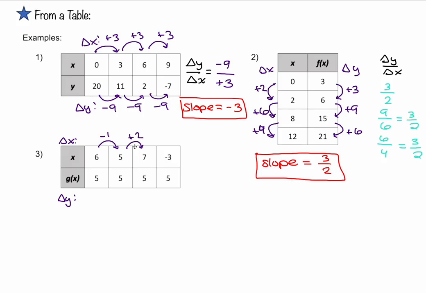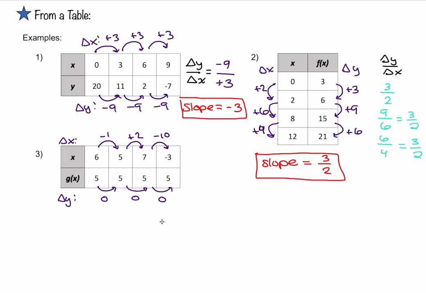So we can already see that these are not the same. And that's okay. As long as the rate of change is the same, we're okay. Then we're going to go from 7 to negative 3, which is down 10. So that's negative 10, or down 10 in value. So that's minus 10. Now we're going to do the change in y. So that is from 5 to 5 is 0. Then from 5 to 5 is 0. And then 5 to 5, which is also 0.